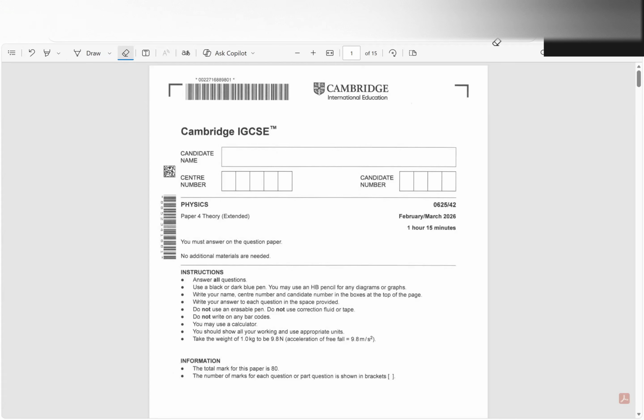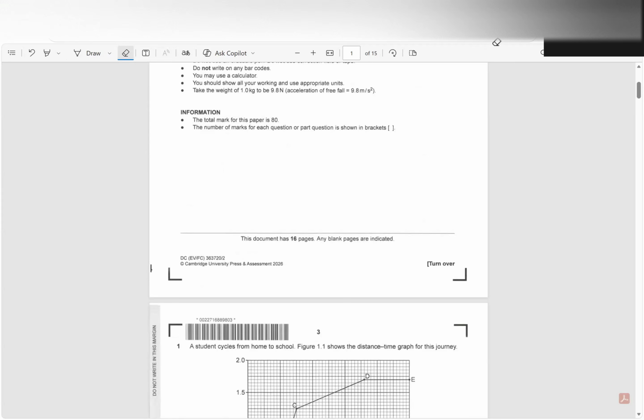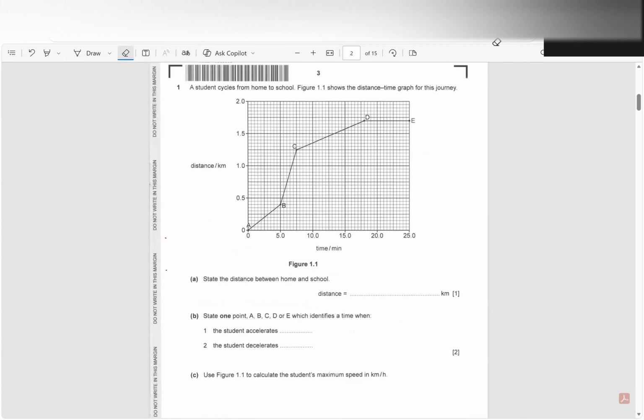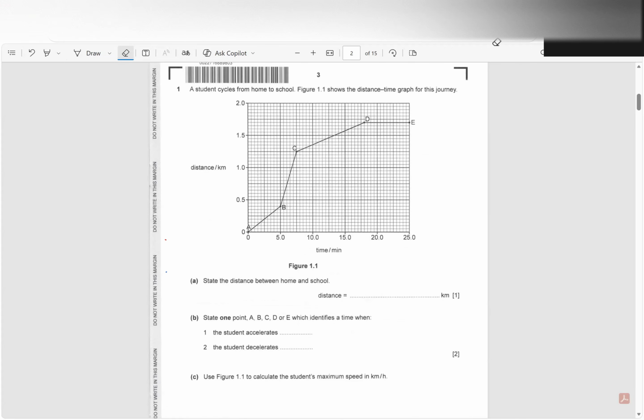Today we're going to discuss the latest paper from the session February-March 2026, paper 4 of physics. Let's read the questions and also discuss the marking scheme. So, students, we have question number 1 here. Let's read it together. A student cycles from home to school. Figure 1.1 shows the distance time graph for this journey.